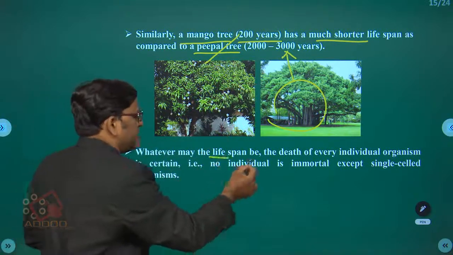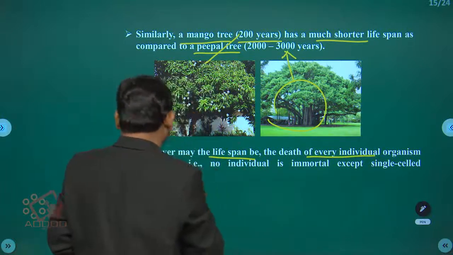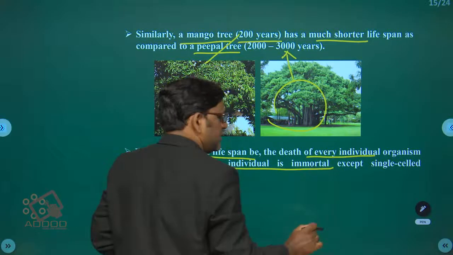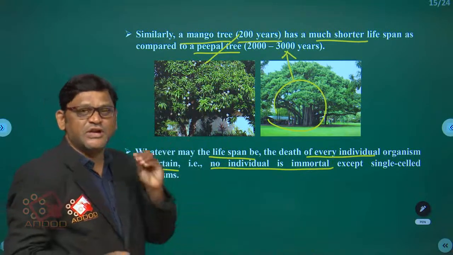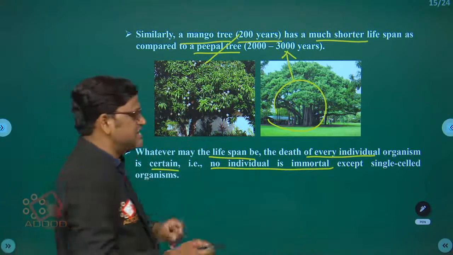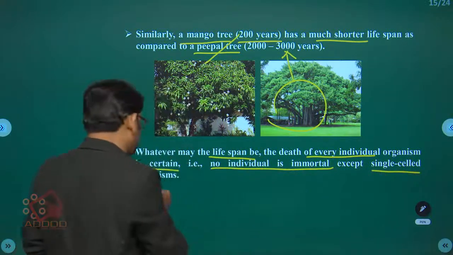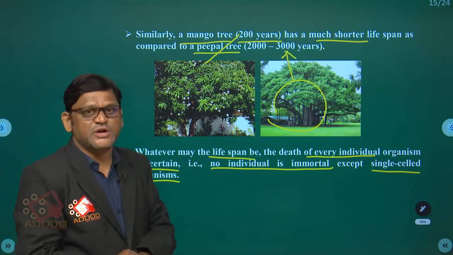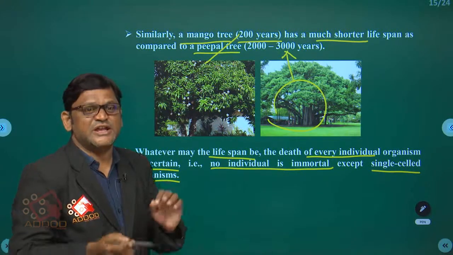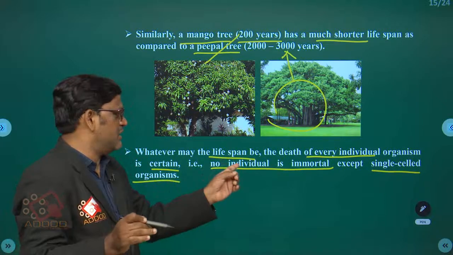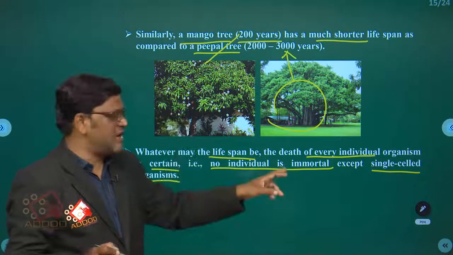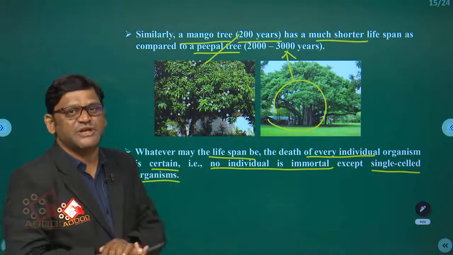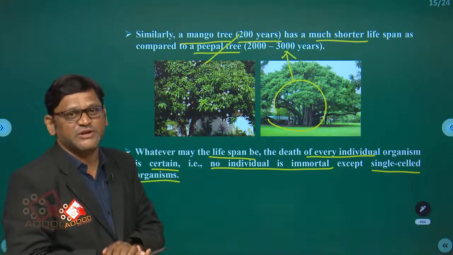So whatever the lifespan may be, the death of every individual organism is certain. That means no individual is immortal. Everybody has death except single-celled organisms like amoeba. They don't have a natural death. They are immortal, but almost all organisms are what? Mortal, not immortal. Only single-celled organisms are immortal. There is no natural death for them.